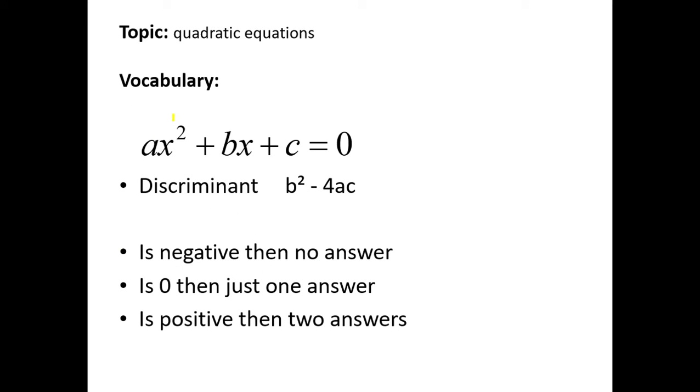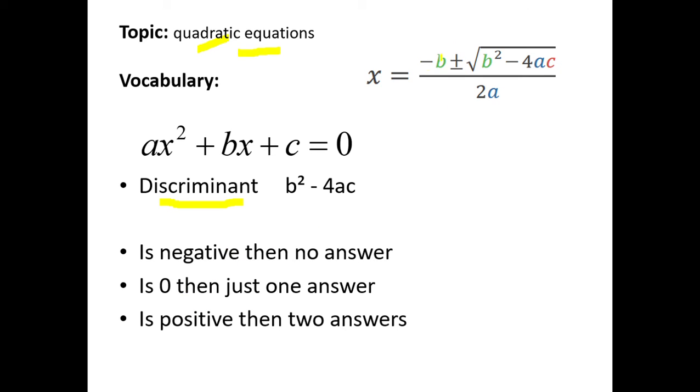The next thing we want to look at is how we can use the discriminant in order to find out if it's even possible to solve a quadratic equation, because some quadratic equations can't be solved. So very quickly, by looking at the discriminant, you can tell if it can be solved or can't be solved.